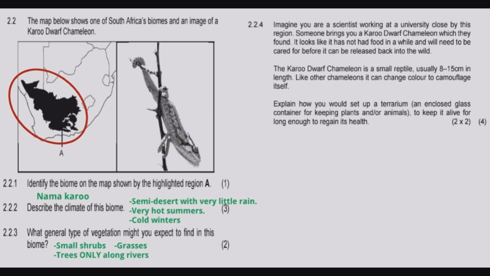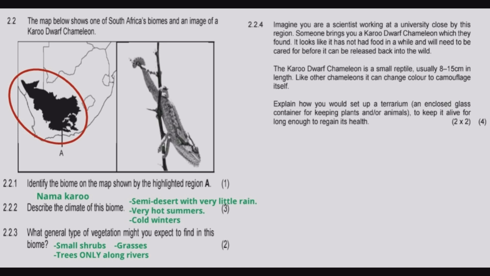We come to question 2.2.4. The question is as follows. Imagine you are a scientist working at a university close to this region. Someone brings you a Karoo dwarf chameleon, which they found. It looks like it has not had food in a while and will need to be cared for before it can be released back into the wild. The Karoo dwarf chameleon is a small reptile, usually 8 to 15 centimeters in length. Like other chameleons, it can change color to camouflage itself.